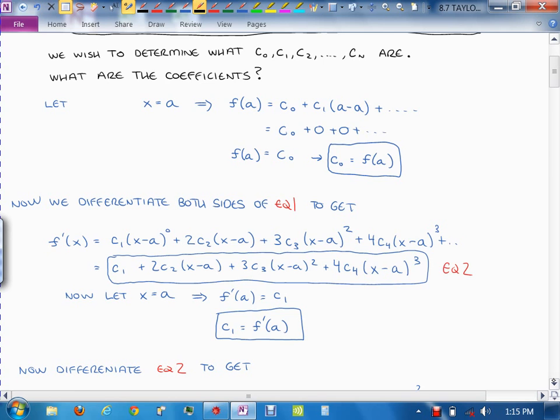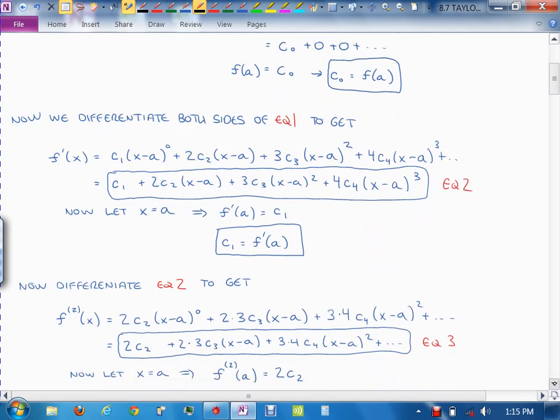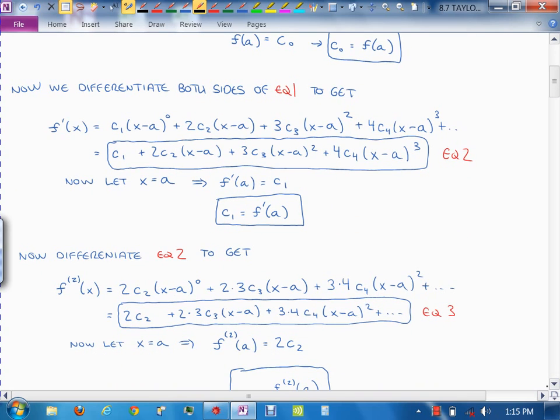And we continue. Now we take the derivative again. So I'm taking this one in this box, equation 2, and taking the derivative again, which would be the second derivative. So I use this little notation, right? This means second derivative. Second derivative of the function at x is equal to, well, the derivative of c sub 1 is nothing. Now what happens here? What's the derivative of 2c sub 2 times x minus a? 2c sub 2. Drop the power, which makes it a 0 now. And anything to the 0 would be 1, right?